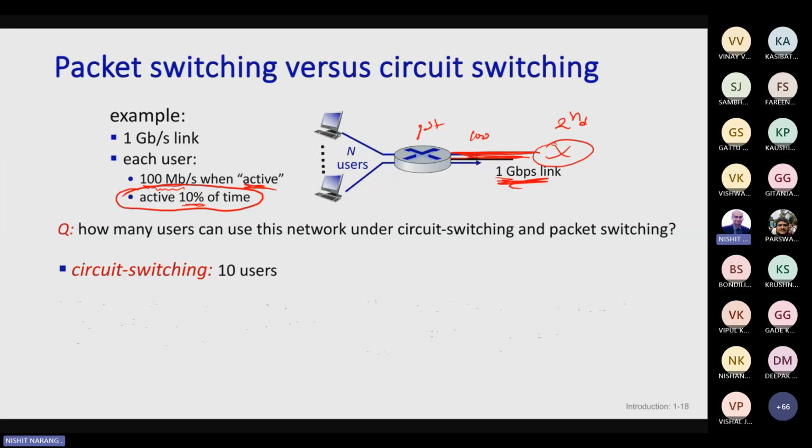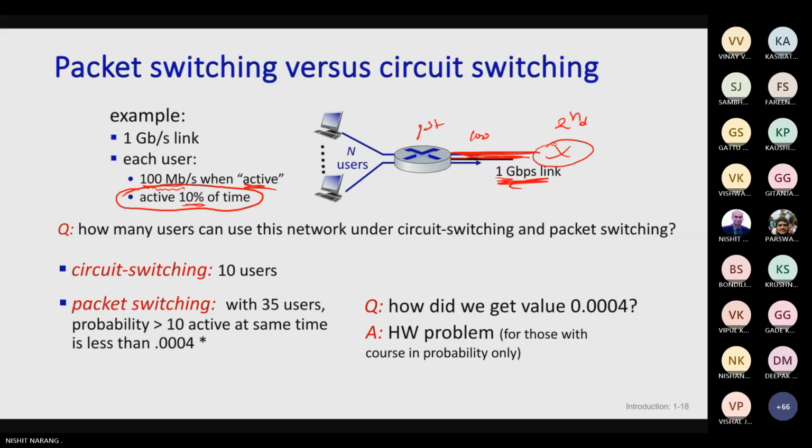Okay. Our problem is, what is the probability that n equals some value? Let's say here we are saying 35. If n were equal to 35, what is the probability that of these 35 users, more than 10 users become active at the same time? That's the problem I'm trying to solve. So I know they're active only 10% of the time. What can be the value of n?